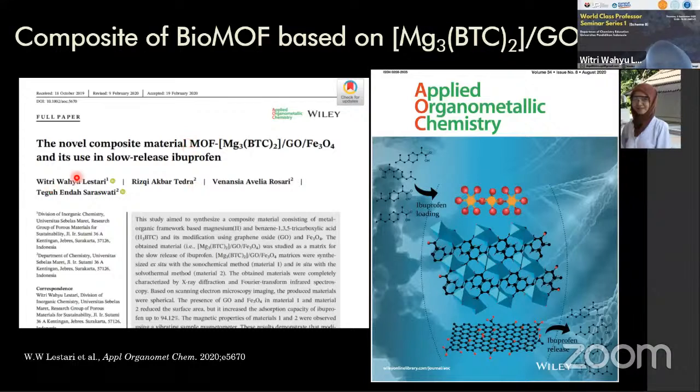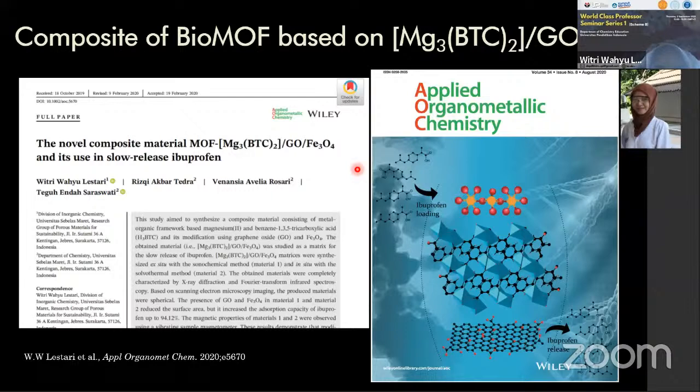In our case, we try to modify the material based on magnesium benzene dicarboxylic acid with graphene oxide and with iron nanoparticle. And we try to use this as a matrix for slow release of ibuprofen. As a preliminary study, we just use ibuprofen here as a cheap drug. And fortunately, our research has been selected as a cover in Applied Experimental Chemistry.